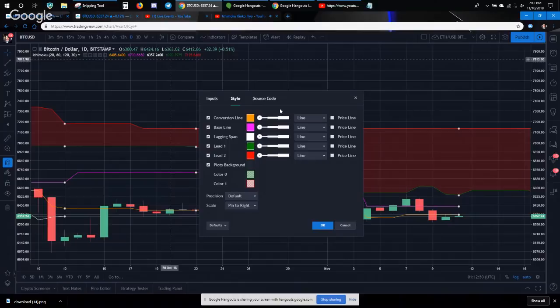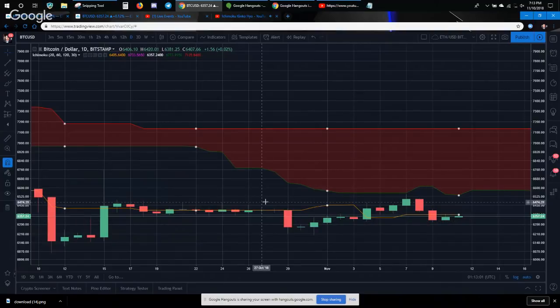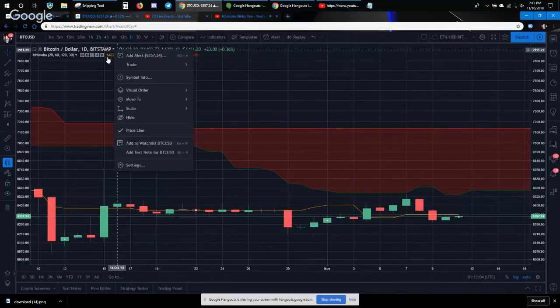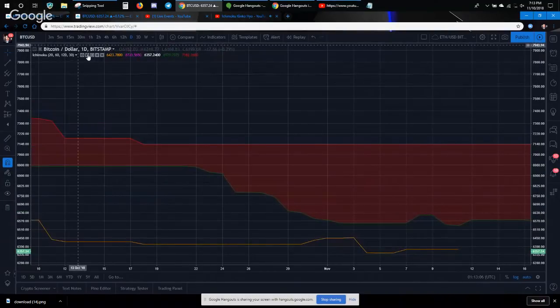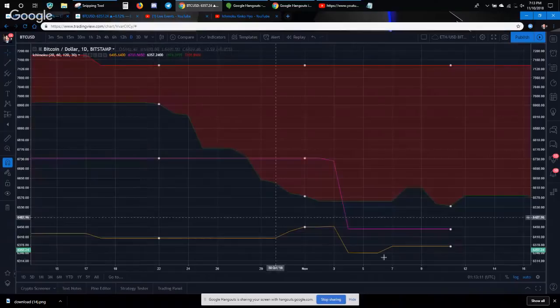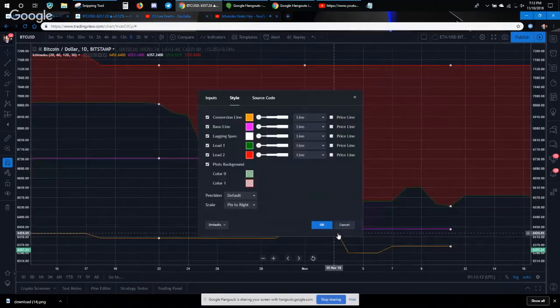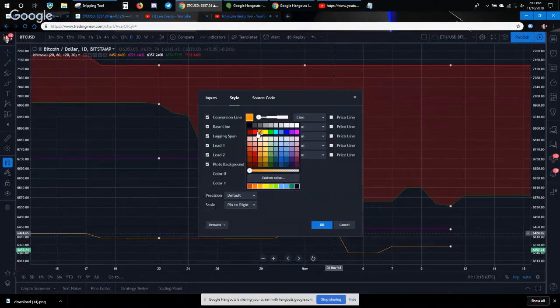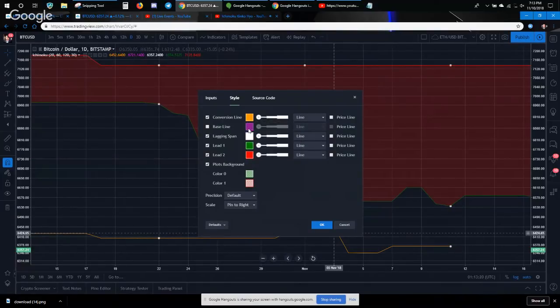All right, so let's get into the conversion line, or the Japanese wording of it, the Tenkan-sen. So this is the fastest moving piece of the Ichimoku. We're going to hide the price action actually for this. This is the fastest moving piece of the Ichimoku, and it's right here in orange. Another thing in my settings is, seeing as I use a number of indicators, I have changed my conversion line to orange, my baseline to pink, so that way I can view these visibly.